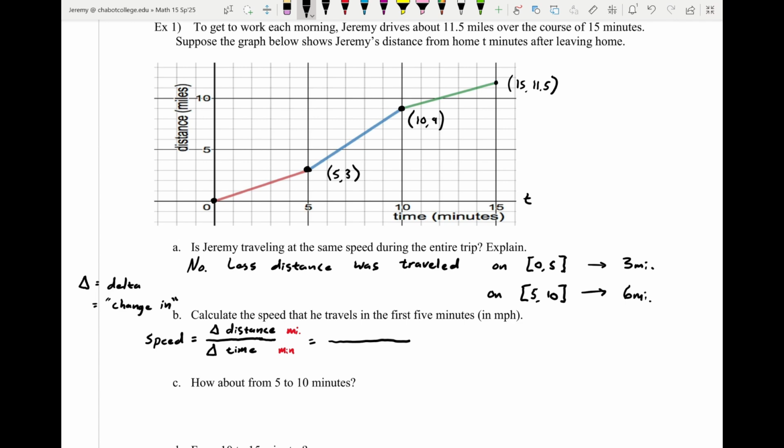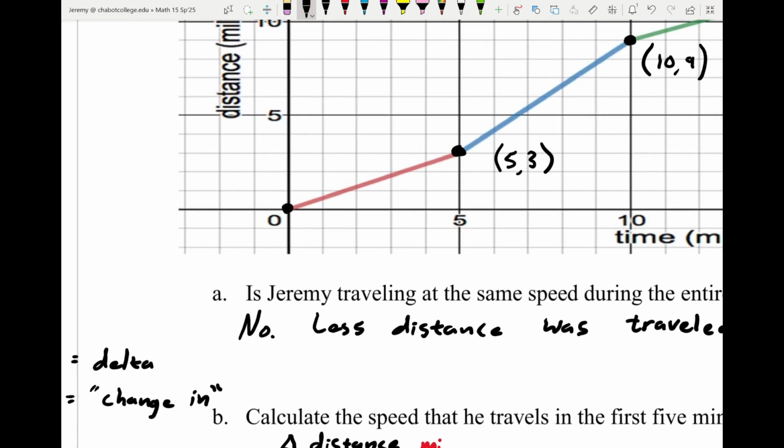Well, we're looking at the first 5 minutes. So let me zoom in on the graph here. We have this ordered pair 5, 3 we were talking about. Also, there's the starting point. I should have labeled this. This is 0, 0, right? 0 minutes after leaving home, and at that point, we are 0 miles away from home.